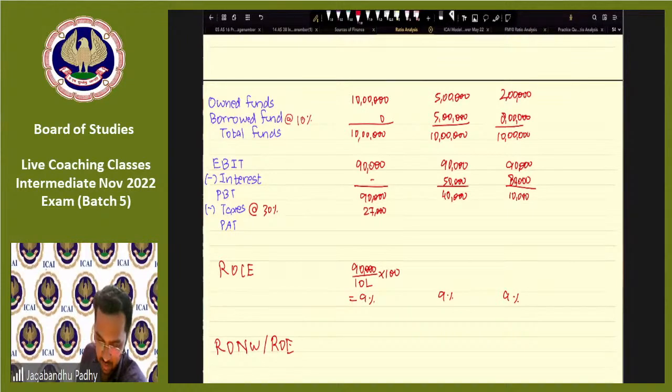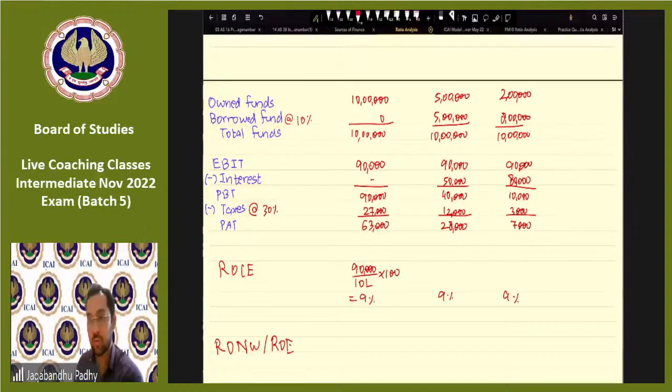Over here it is 12,000, and in this case it is 3,000. We have profit after tax of 63,000. Then this is 28,000, and then this is 7,000.